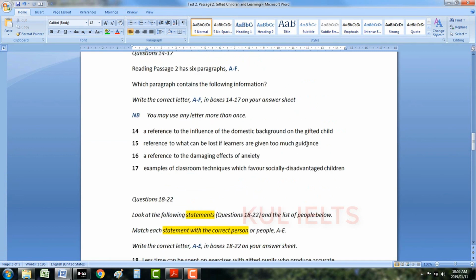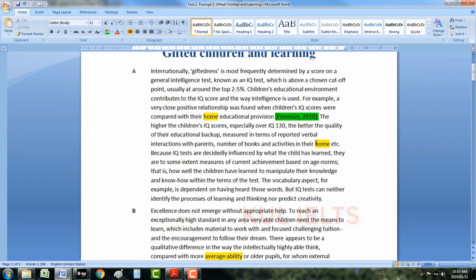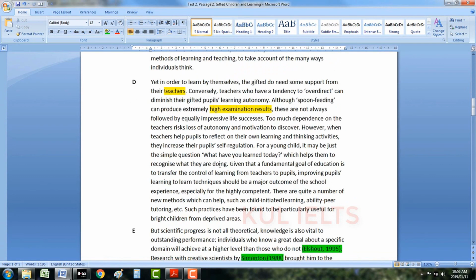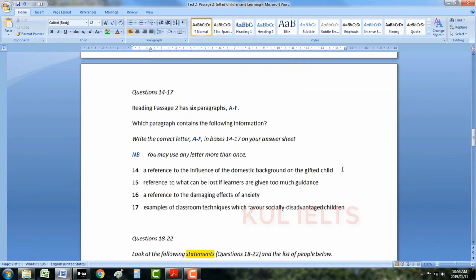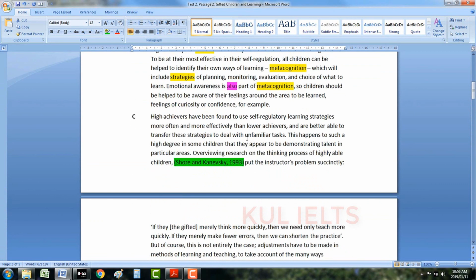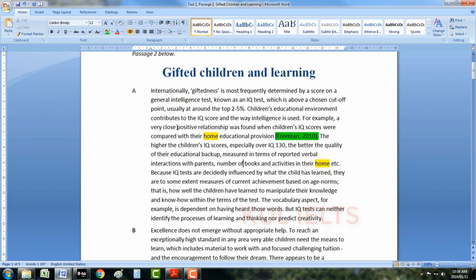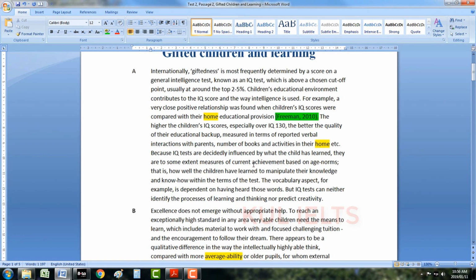This is up here, this first paragraph. They talk about the domestic background at home. And then you don't even need to look at the other paragraphs because it's definitely that one. Let's just check the influence of the domestic background. And that's this positive relationship. The higher this, the better their internal educational backup. So that was pretty straightforward.